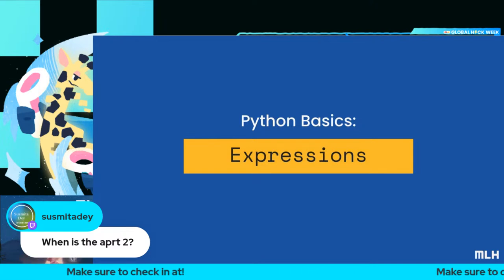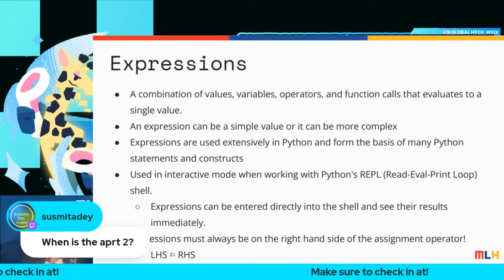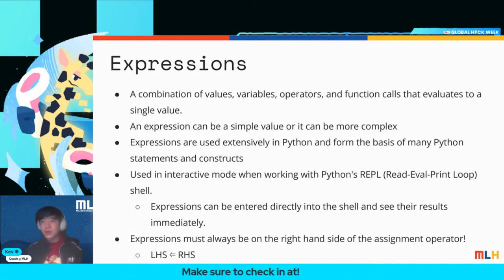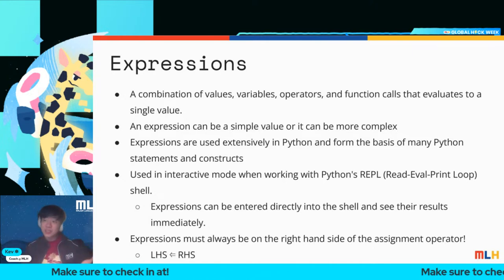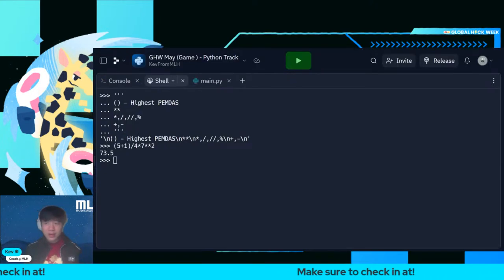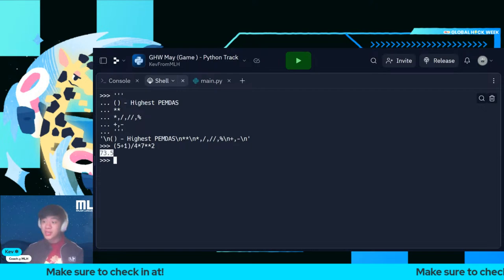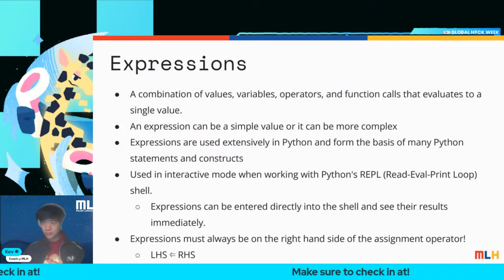But for now, we're going to go over expressions. So what are expressions? Expressions are a combination of values, variables, operators, and function calls that evaluate to a single value. An expression can be a single simple value, or can be more complex, right? An expression could just be the number one, that's technically an expression, or it can be what we just built out here in this coding example. This would be considered an expression that evaluates to a single value, which is our answer, in the form of a float or a floating point number, also known as a decimal, whatever you want to call it.